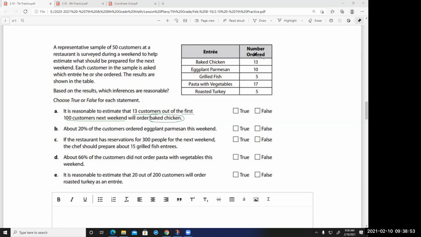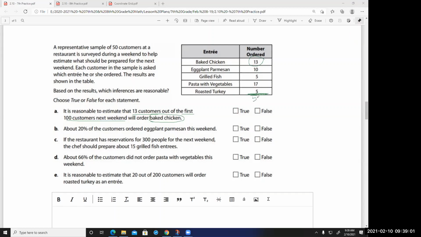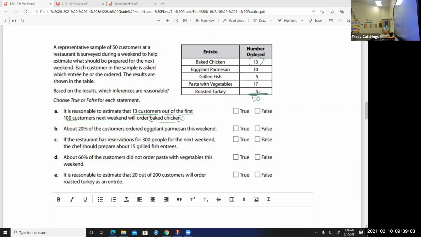13. How many total is in this sample? What's the total of the sample? 50. So next weekend, should it be 13 out of 100 customers? No. If it's 13 out of 50, it will not be 13 out of 100.